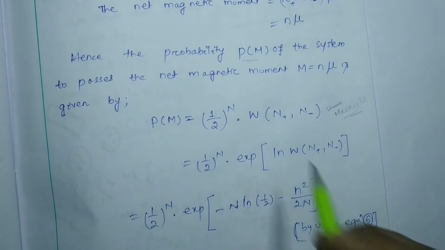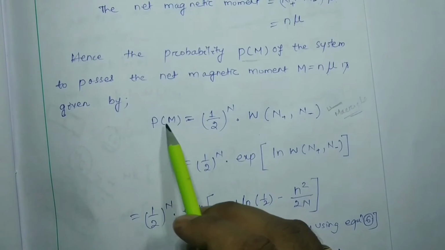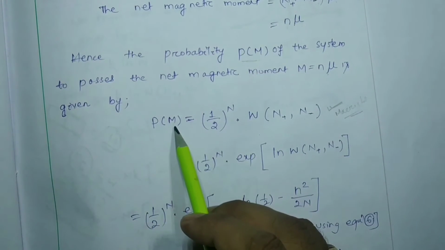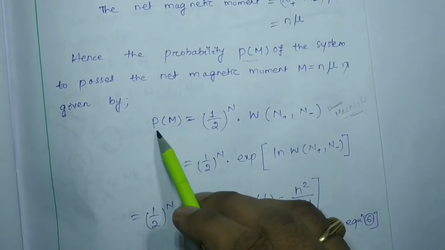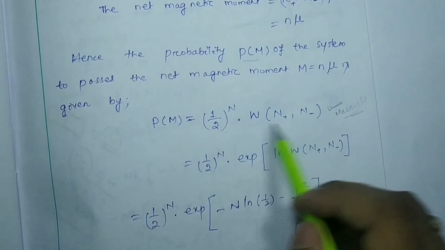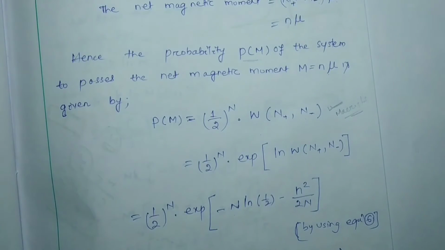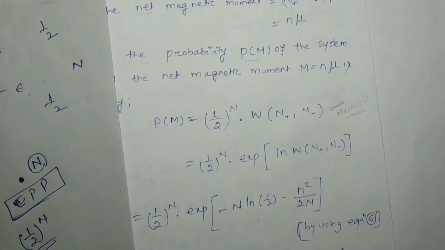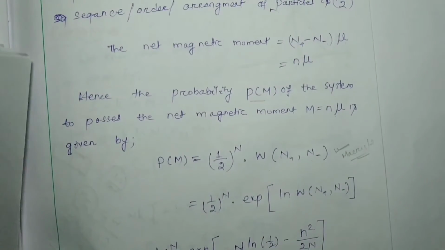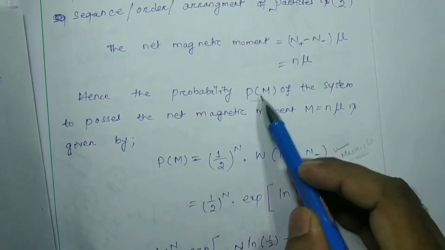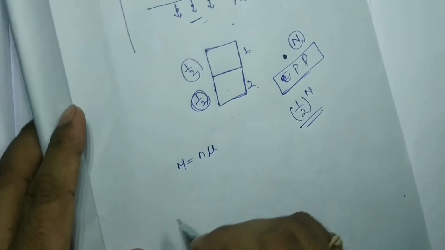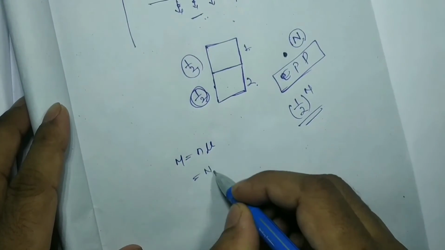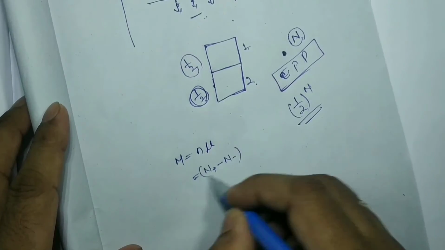So how is this P a function of m, where m is your n mu? The P(m) will be this much. How it will be this much? I am going to explain. You just watch. Here, m, the net magnetic moment, we found as (n plus minus n minus) mu.